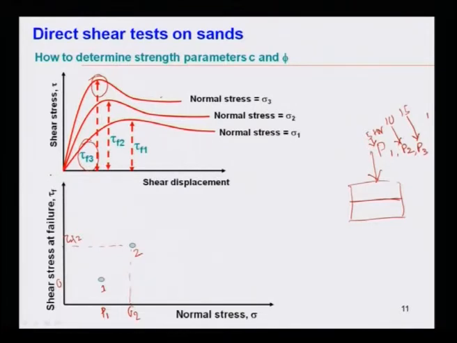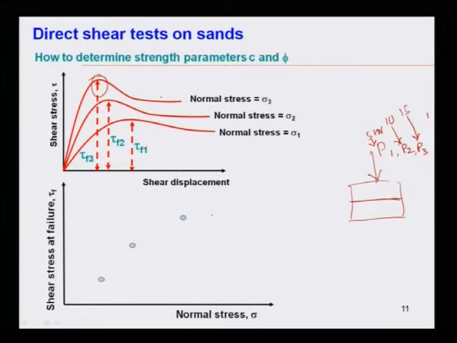Corresponding to sigma 3 and shear stress at failure tau f3, identify your third point where it lies on the graph of shear stress at failure tau f versus normal stress sigma. Now you are getting these 3 points in the graph of shear stress at failure tau f and normal stress sigma. For normal stress sigma 1, sigma 2 and sigma 3, you are plotting 3 points.